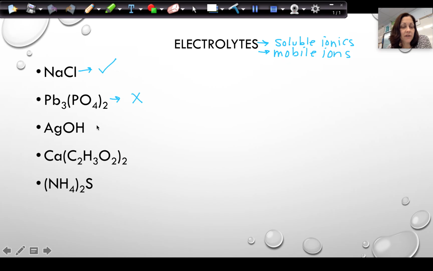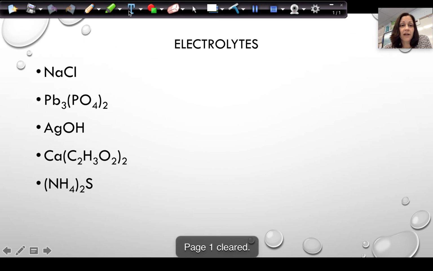Pb3PO4 is insoluble, so it's not. AgOH is insoluble, so it's not. Calcium acetate is soluble, so it's an electrolyte. Ammonium sulfide is soluble, so it's an electrolyte. Again, that's going to be using table F. Anything that's soluble on table F will be considered an electrolyte.